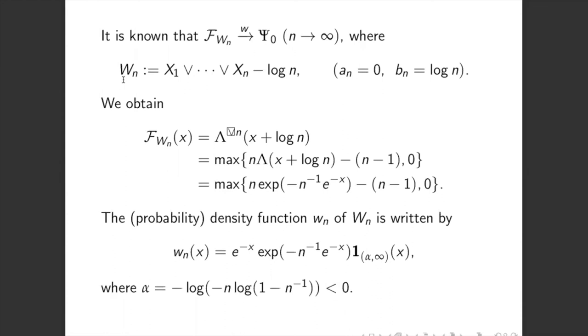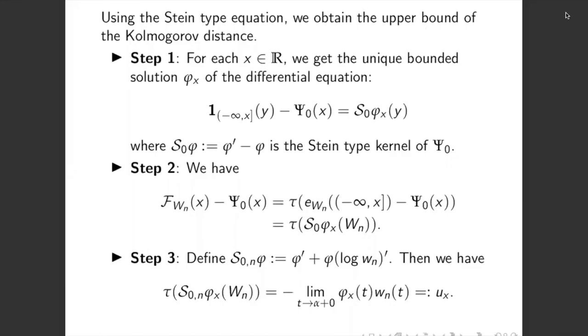The key of the calculation is to use the Stein method. Using the Stein-type equation, we obtain the upper bound of the Kolmogorov distance. We divide it into three steps. First step, for each x, we get the unique bounded solution of the differential equation as follows, where S_0 is a Stein-type kernel of Psi_0. We then obtain that the difference between a distribution function and the free extreme value distribution Psi_0 is written by the expectation of like here. By using the differential equation, we get here. Lastly, we define the operator S_0n by setting here. Then we obtain that the expectation of S_0n phi_x at W_n is equal to this limit.